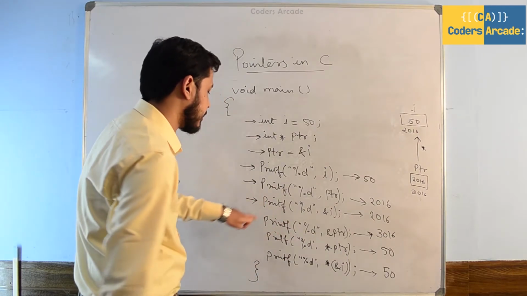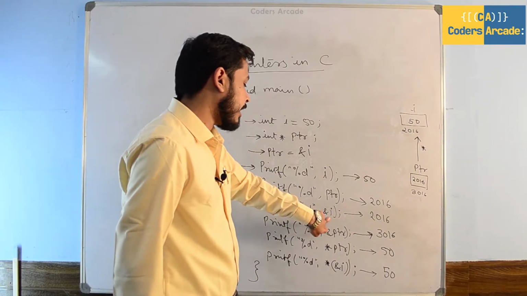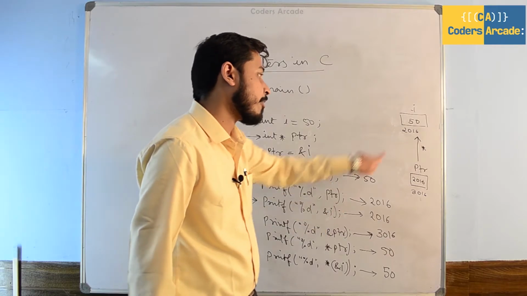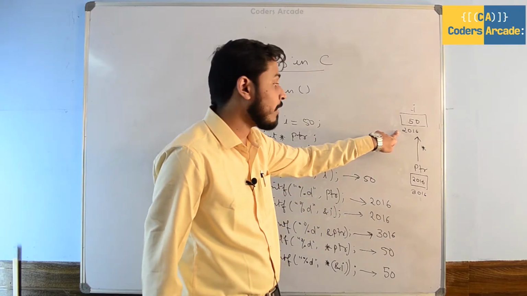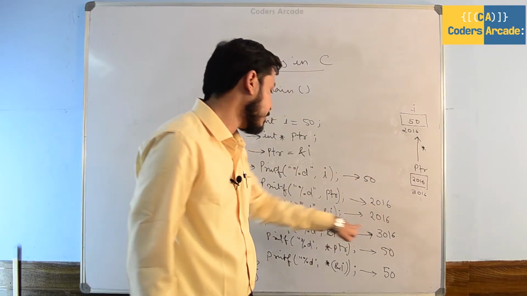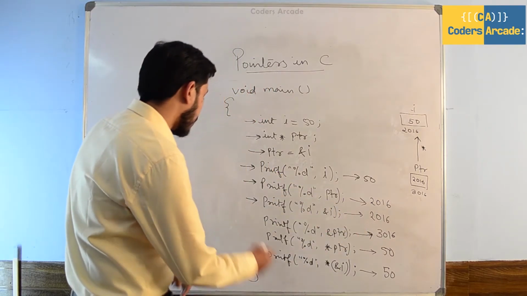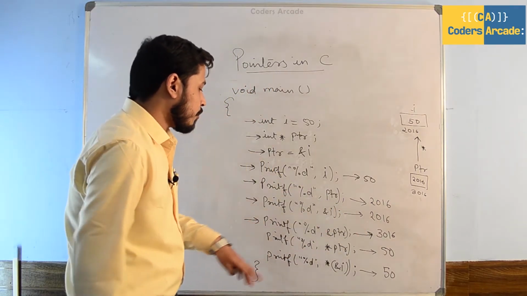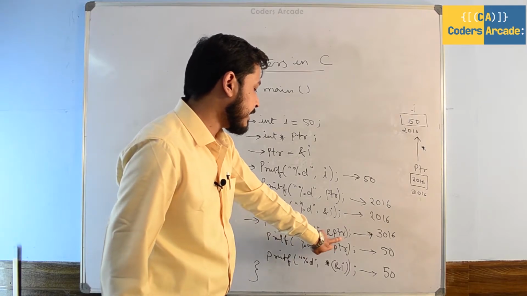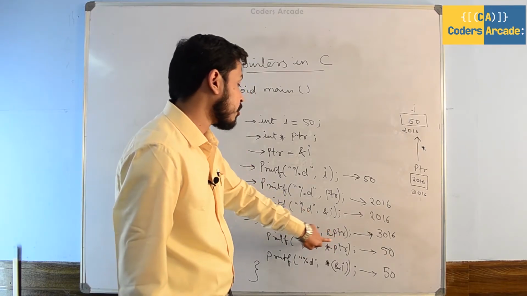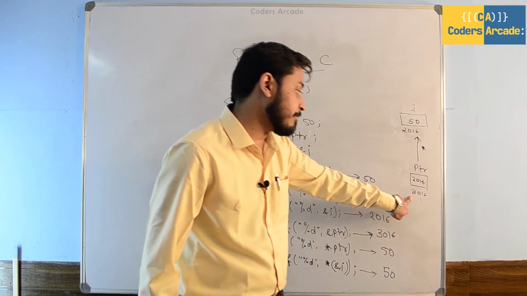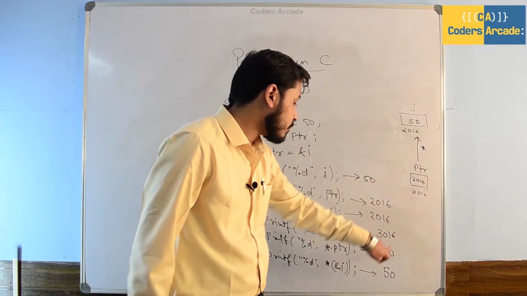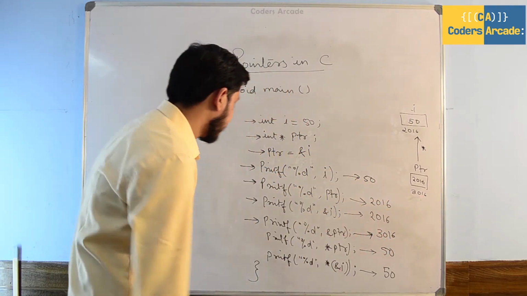Now we came to this step and we printed address of I. What is the address of I? Again, address of I is 2016. So 2016 has been printed right here. After this, we printed &ptr, or address of PTR. What is the address of PTR here? 3016, right? So 3016 got printed here.